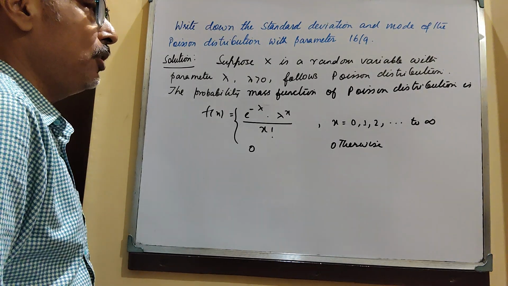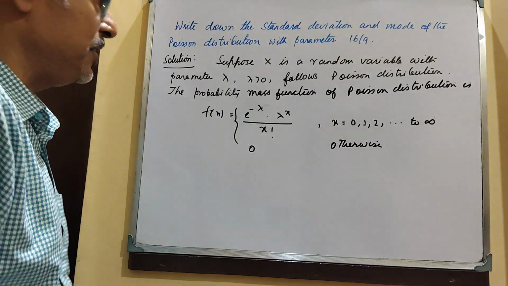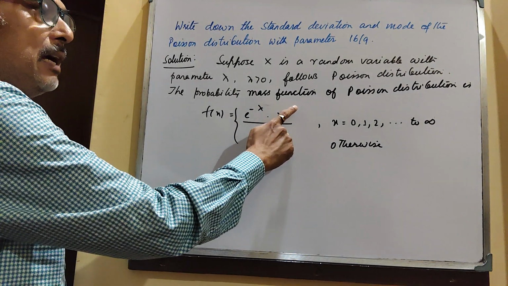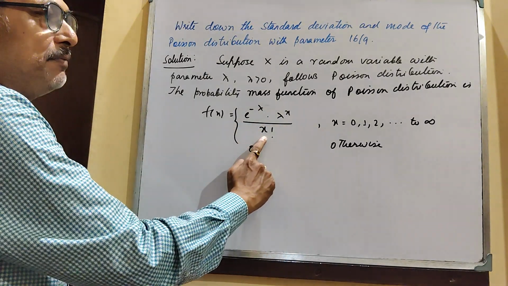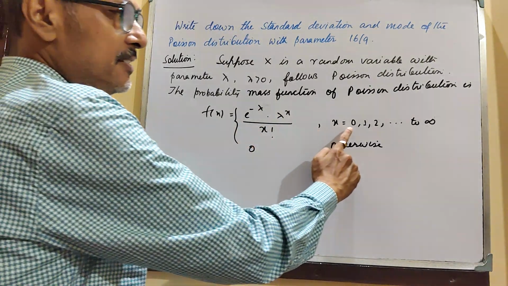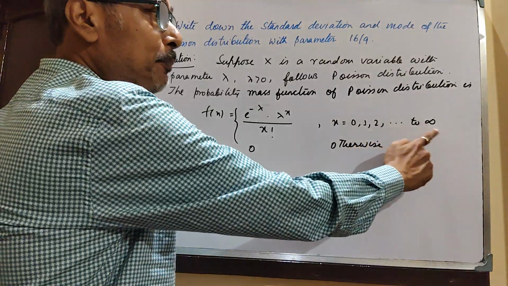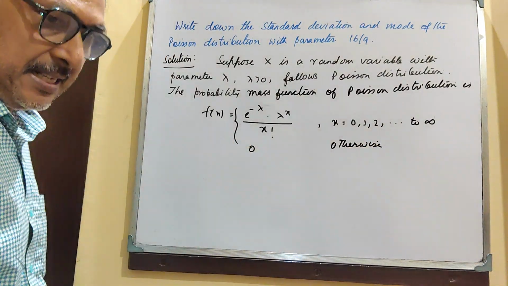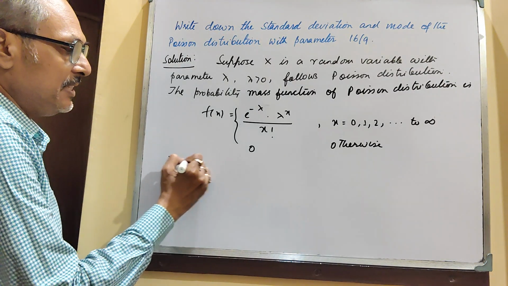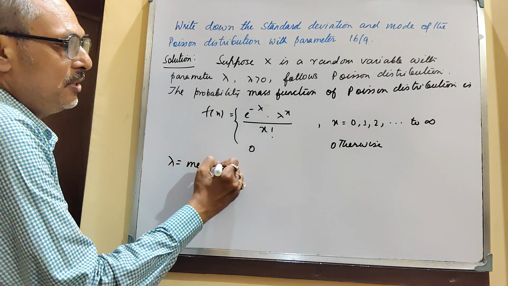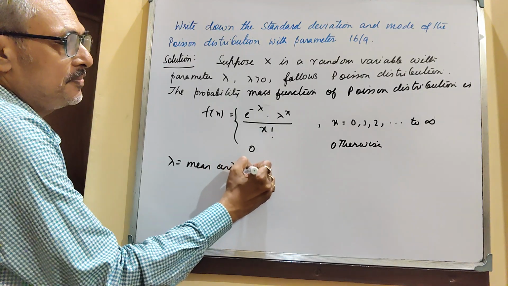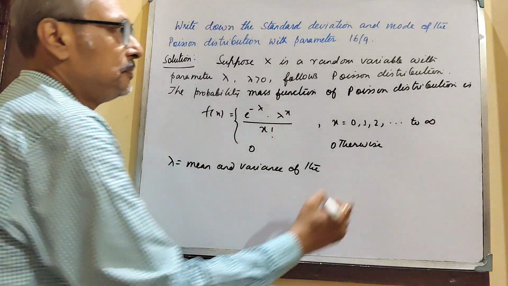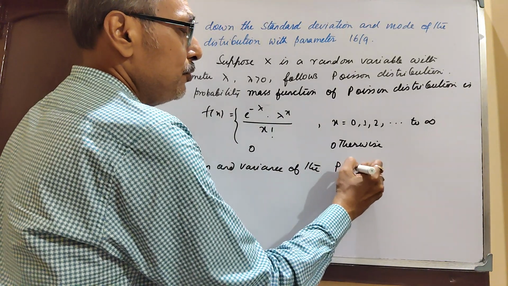PMF is the short form of probability mass function of Poisson distribution. f of x equals e to the power minus lambda, lambda to the power x, whole divided by factorial x, where x running from 0, 1, 2 up to infinity, or 0 otherwise. Now what is lambda? Lambda is the mean and variance of the Poisson distribution.